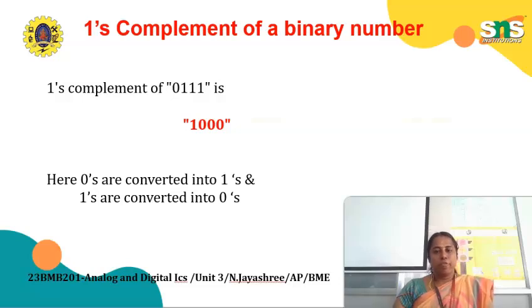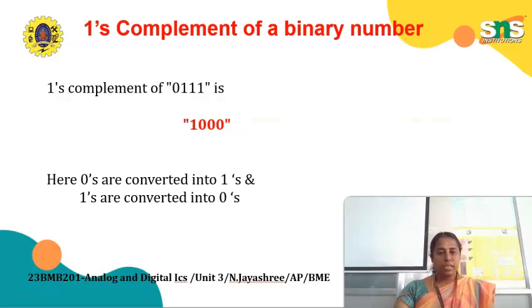So, ones complement of a binary number. Ones complement of a number is represented by 0111. After execution of this ones complement, the 1s are changed into 0s and the 0s are changed into 1s.